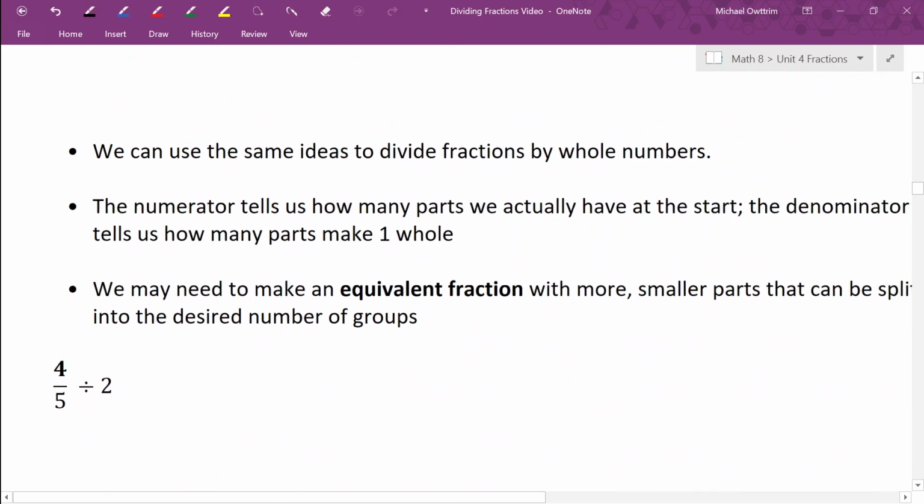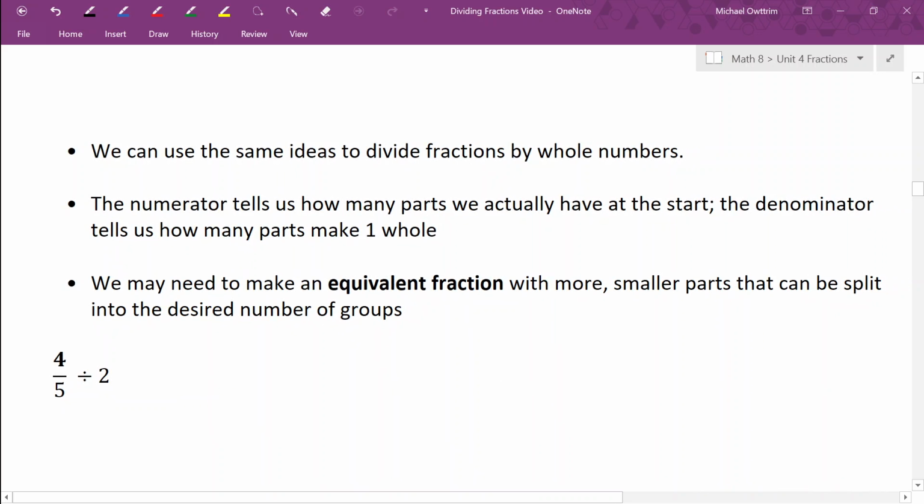And why were we looking at that? Well, we can actually use most of those same ideas to divide fractions by whole numbers. Remember that for a fraction, the numerator, the top, is going to tell you how many parts you actually have at the start, and the denominator tells you how many parts make one whole. So the denominator basically tells you just what the shape of the parts are. And one little trick that we'll use later on today is that we may need to make an equivalent fraction that has more smaller parts so that they can be split into our desired number of groups, but we'll get to that point in a little bit.